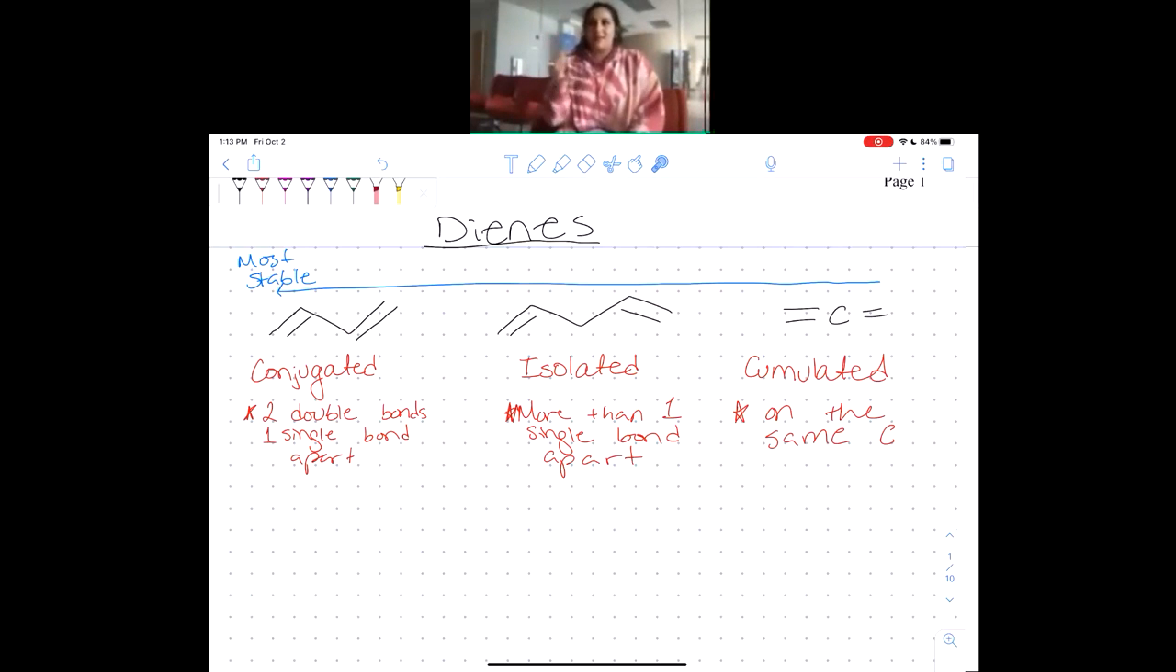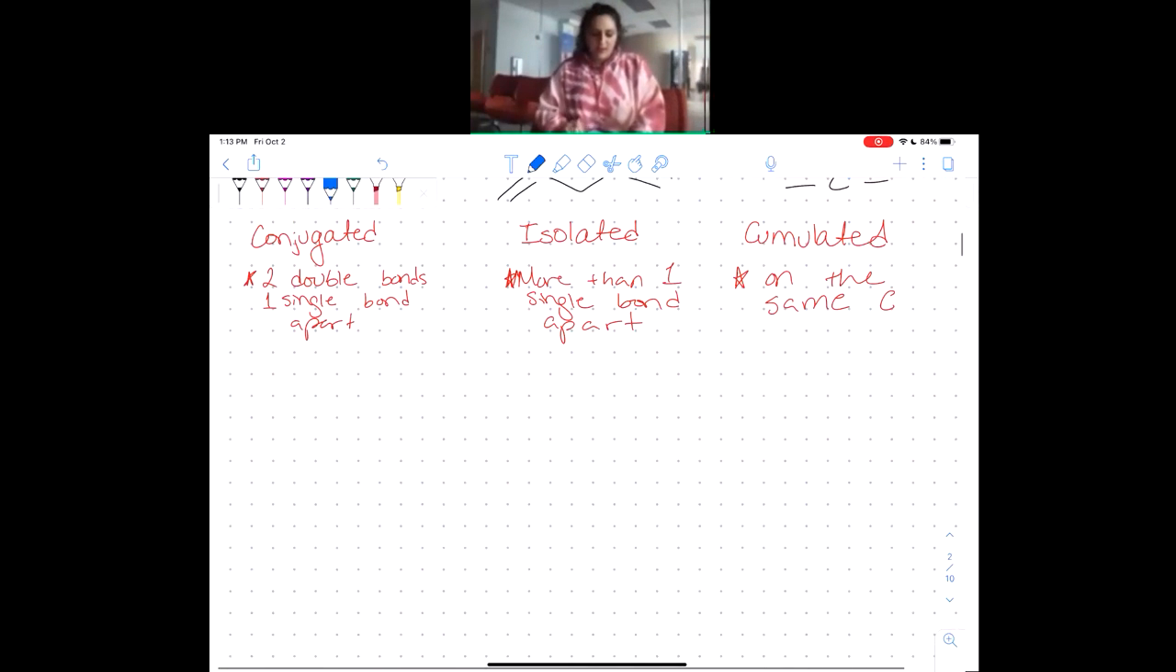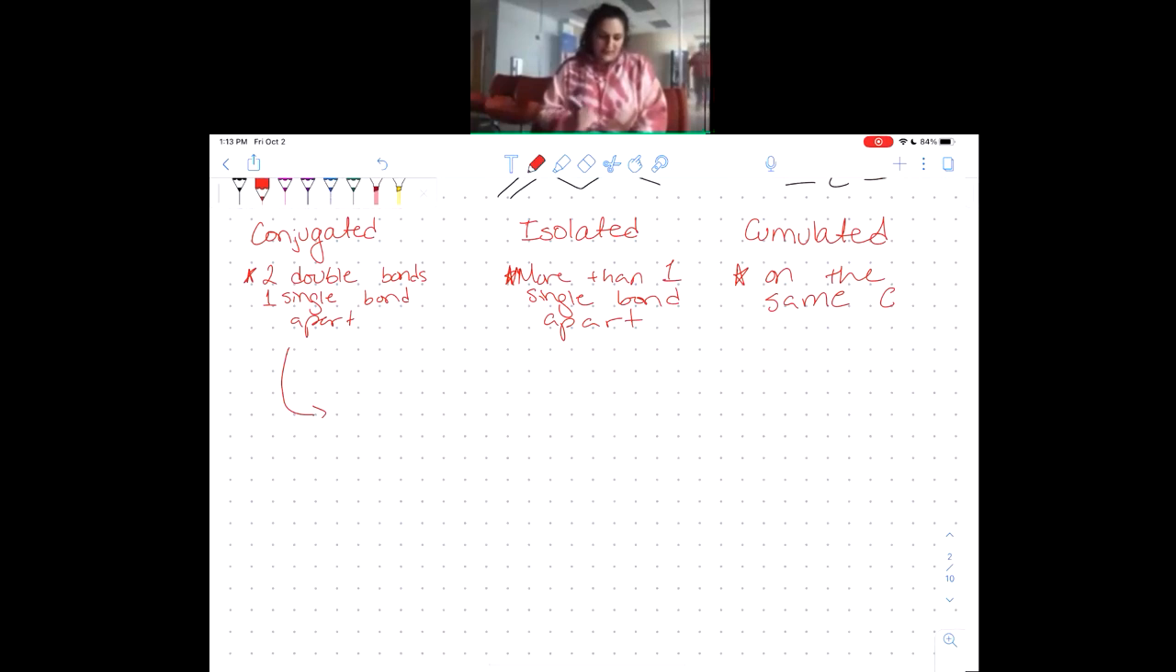Everything's not densely packed and in each other's space. So cumulated, on the other hand, is all shoved together in one little area, so it's not as stable. So cumulated is the least stable. Isolated is like meh, it's in the middle, it's whatever. Conjugated is super, super, super stable. And then between conjugated molecules specifically, the more conjugation we have means that we will have more stability.